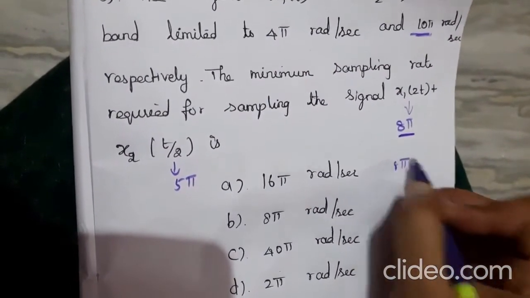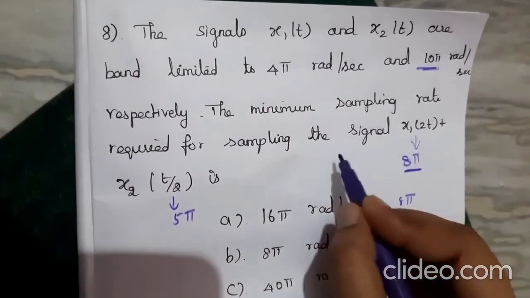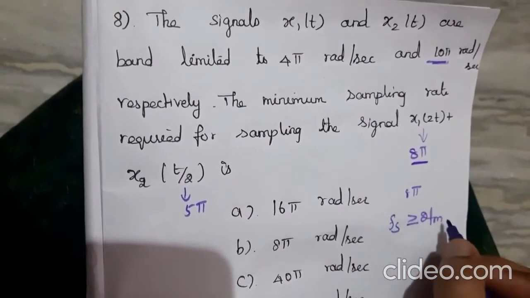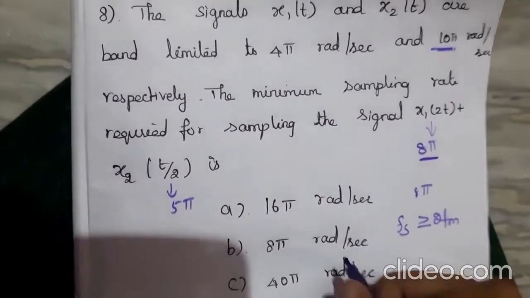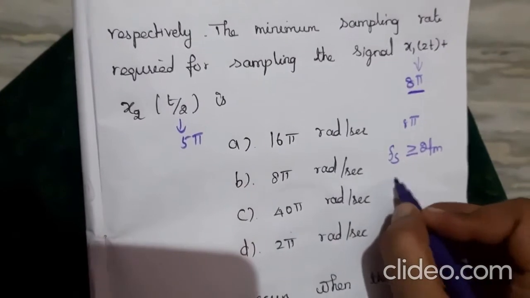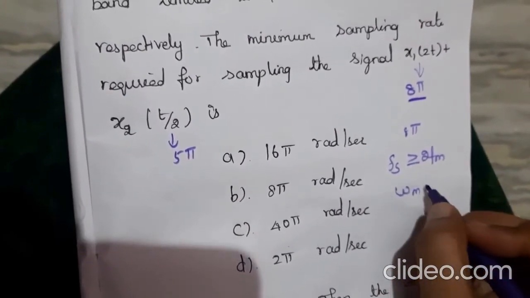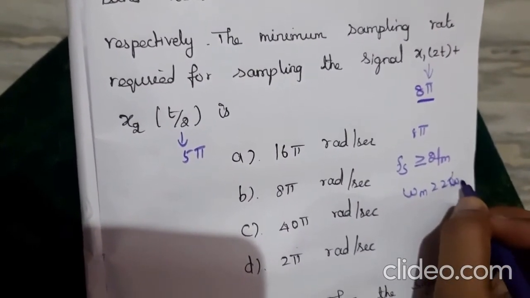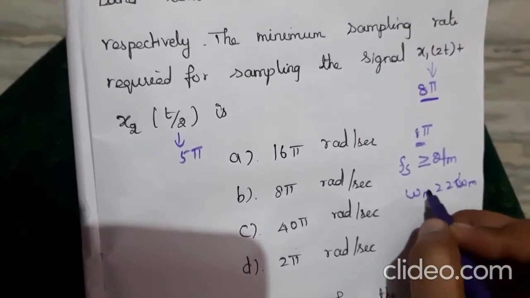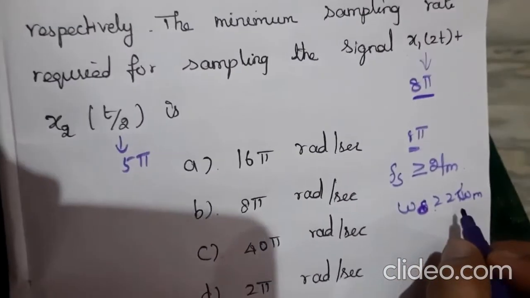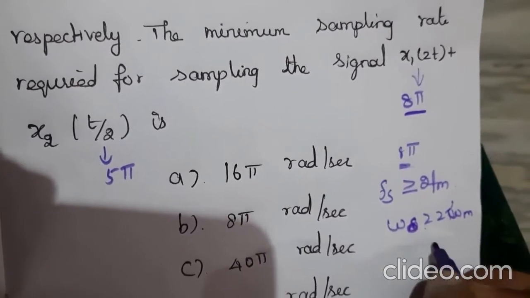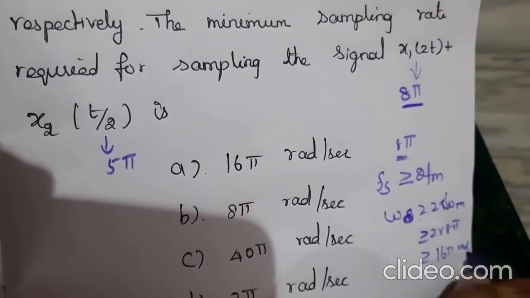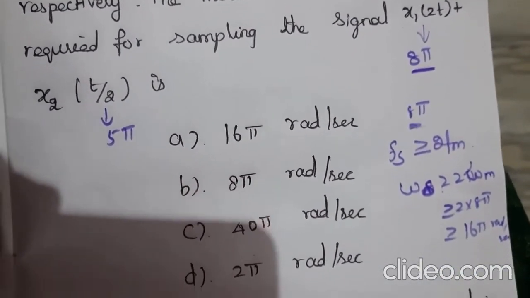So 8 pi is the maximum value. So we have to find the minimum sampling rate, so we have to find Fs. Fs must be greater than or equal to 2 Fm. Otherwise here we have to find the result in radian per second. So we need omega s, that is greater than or equal to 2 omega m. So the answer is 2 into 8 pi, so the answer is 16 pi radian per second. So here the answer is E.